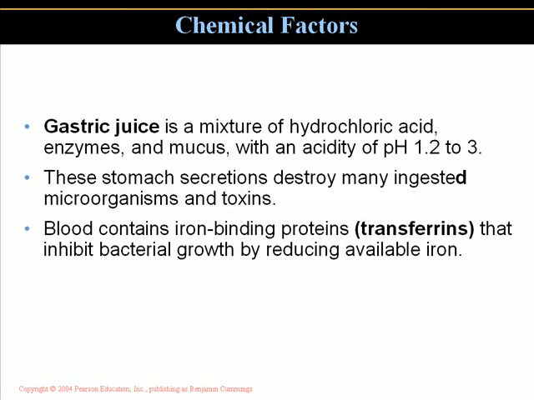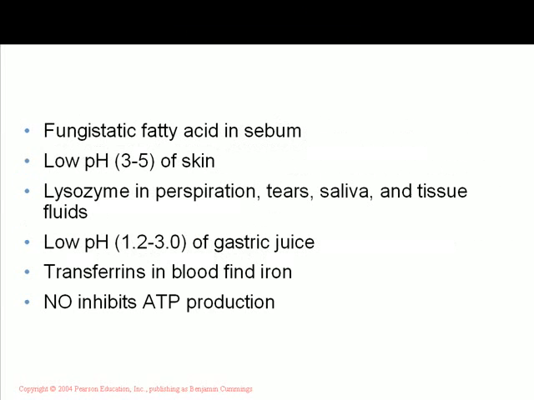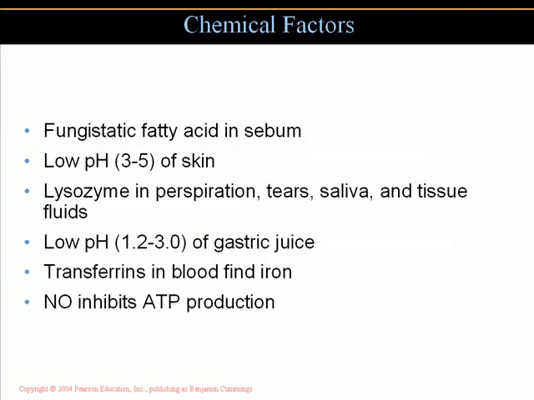Blood contains iron-binding proteins or transferrins that inhibit bacterial growth by reducing available iron. Other chemical factors, fungistatic fatty acid, the sebum as we talked about, low pH, again pH 3 to 5 on the skin, the lysozymes in perspiration, the low pH 1.2 to 3 in gastric juices, transferrin in blood to bind iron, and then we also find certain agents can inhibit ATP production, such as nitric oxide.